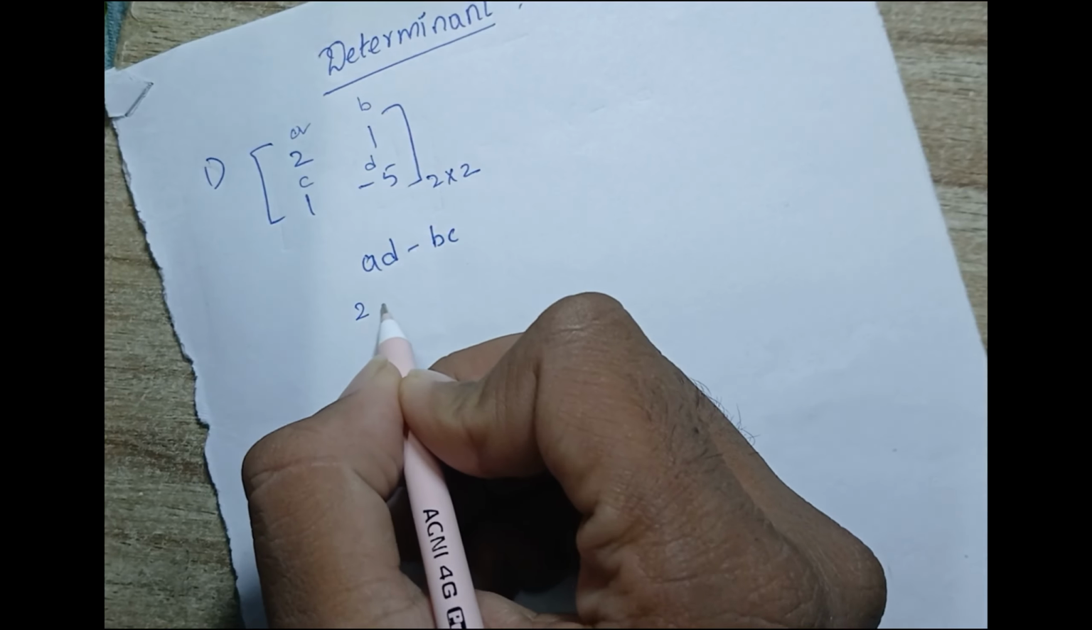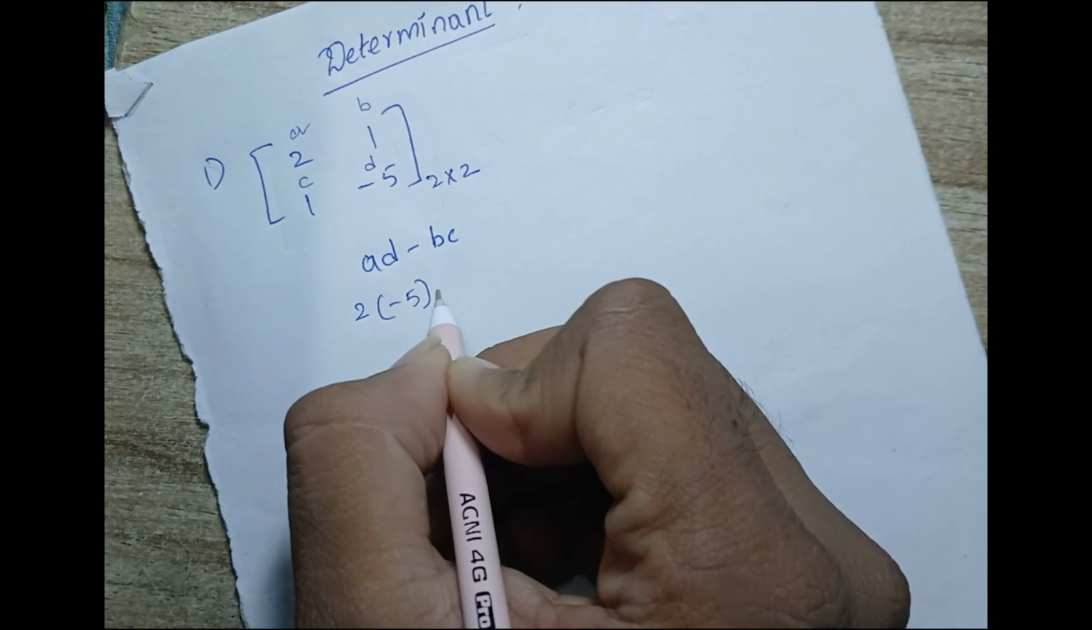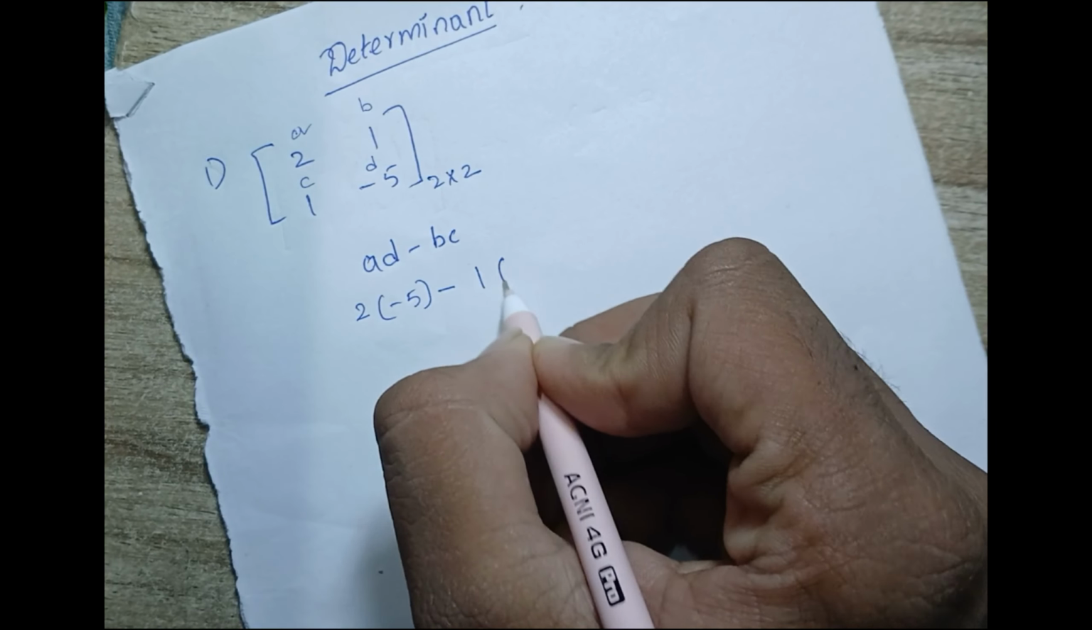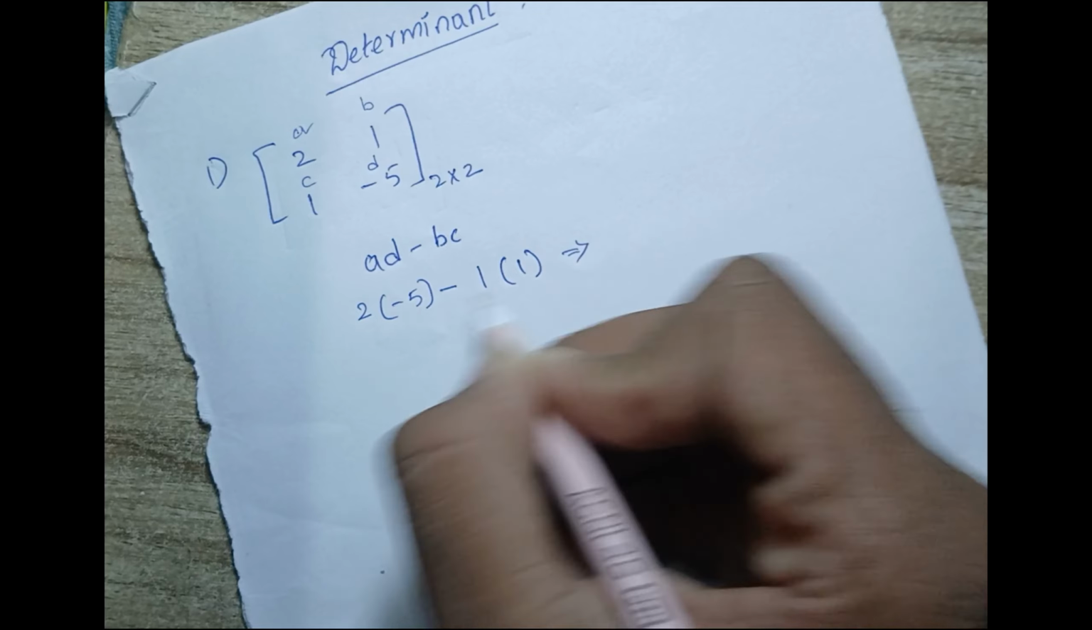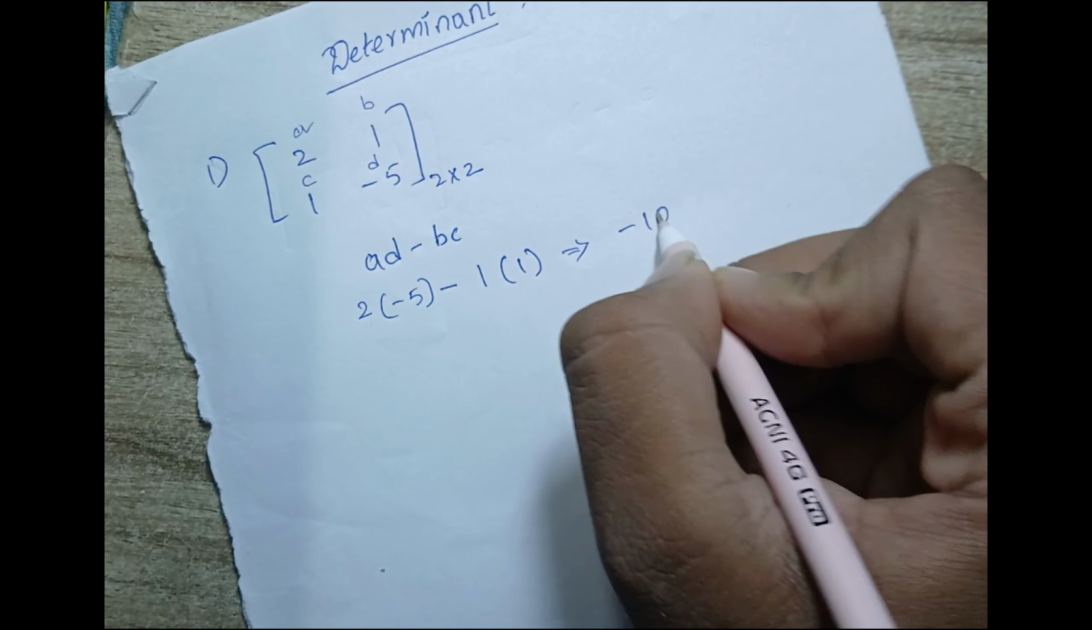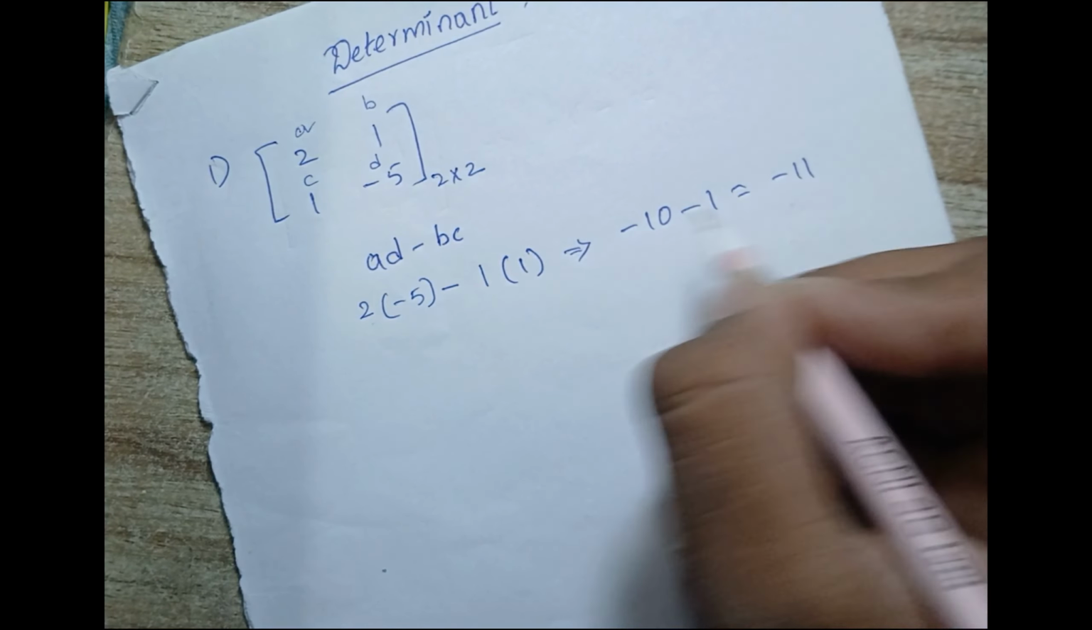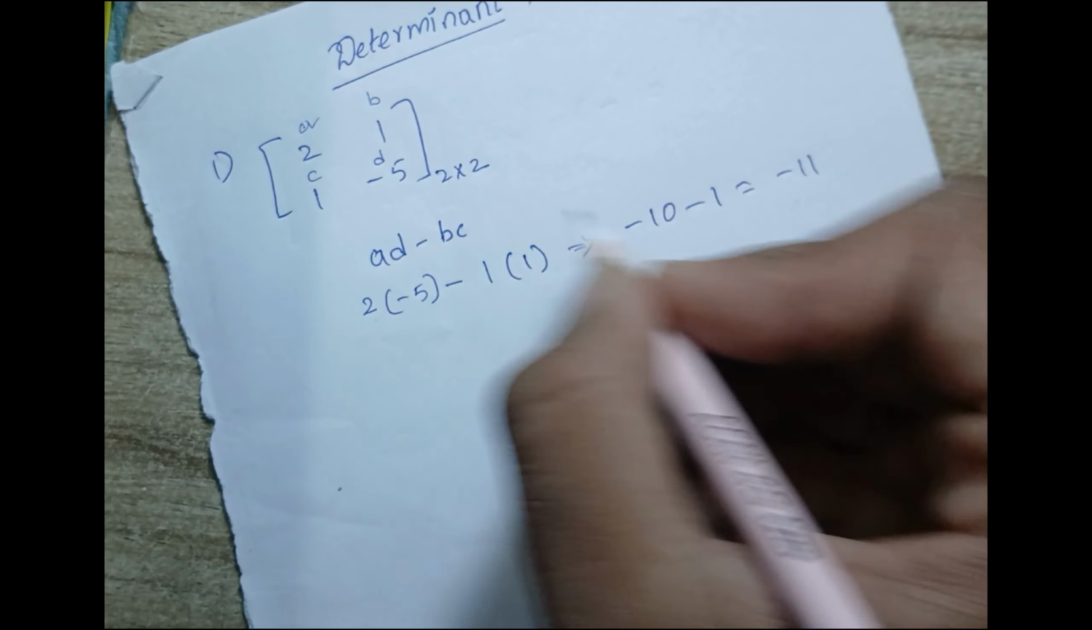Here, A times D minus B times C, that is 2 into minus 5 minus 10 into minus 1, that is equal to minus 11. The determinant of the 2 by 2 matrix is minus 11.